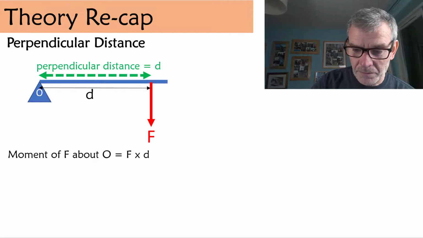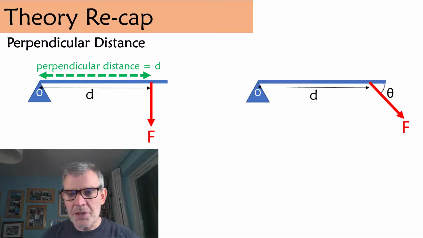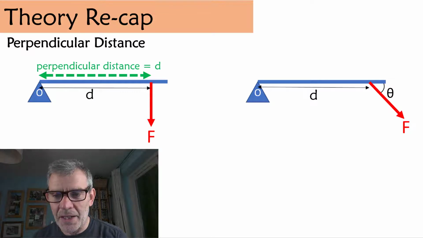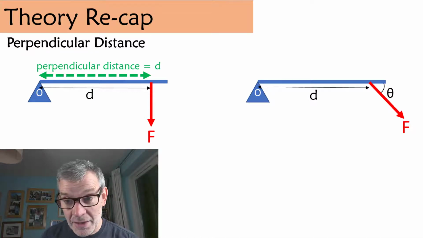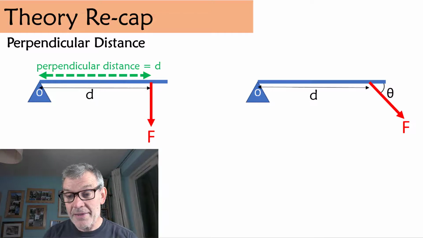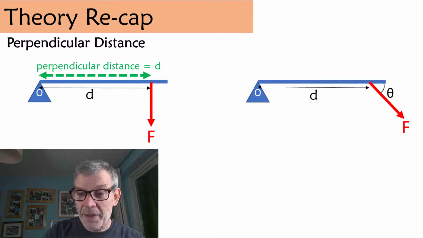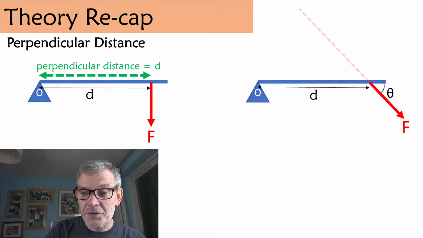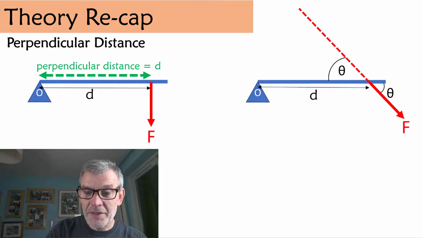Fairly straightforward. If we take a situation which is less straightforward, this time we've got a force which is not acting in a perpendicular direction. It's acting at theta. In this situation, we extend the line of the force. We draw a line from the pivot point to the line of the force. The perpendicular distance is the line from O to the line of the force that cuts the line of the force at right angles. That, in green, is the perpendicular distance.